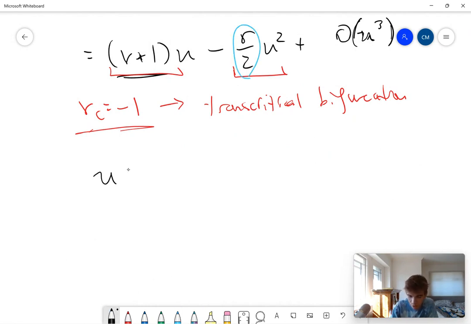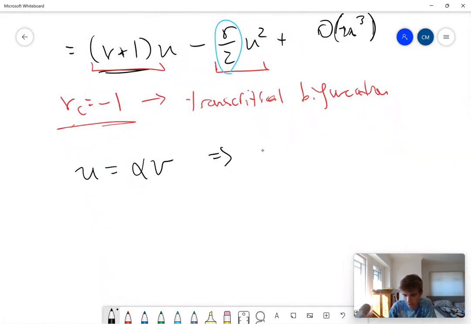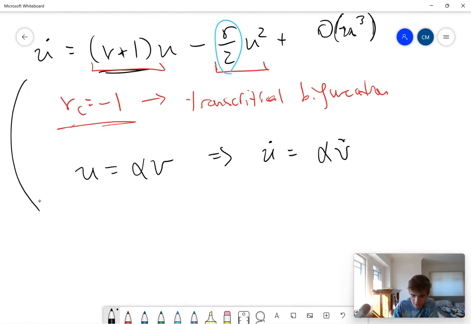So I'm going to set u equal to alpha v, okay? And then I'm going to get that u dot is equal to alpha v dot. And so remember this equation. So I'm plugging this into our equation. We have alpha v dot. And it's important to remember that whenever you do a change of variables, you need to account for that change of variables in the derivative term. You can't only change the variables on the right-hand side of the equation.